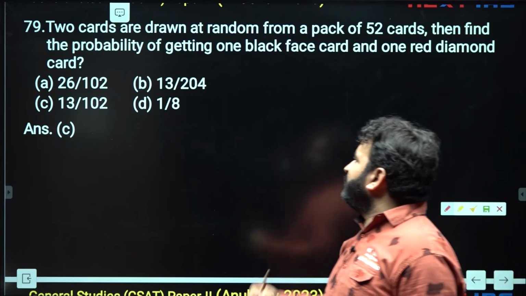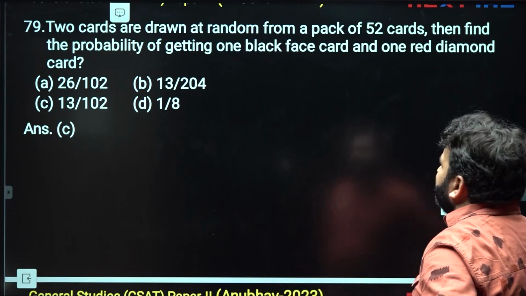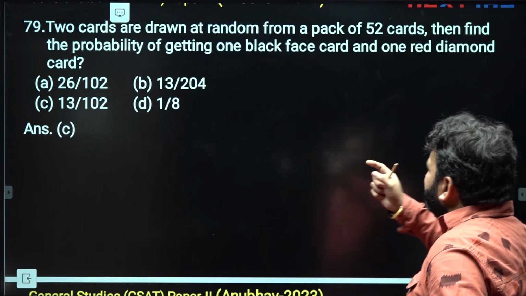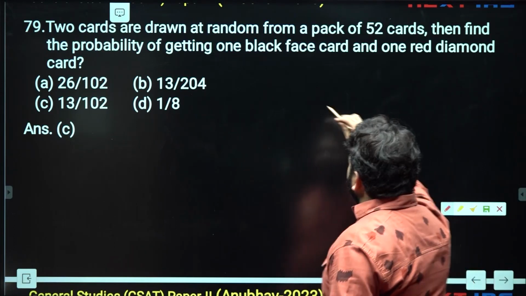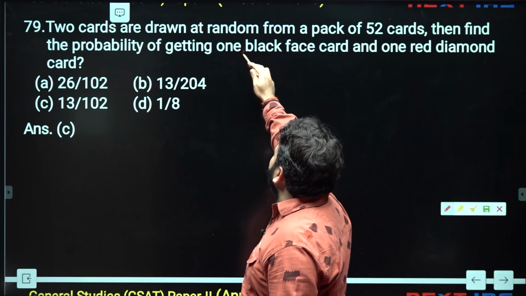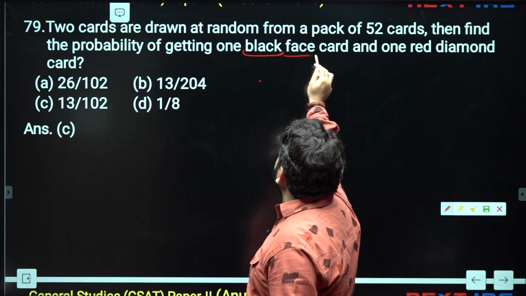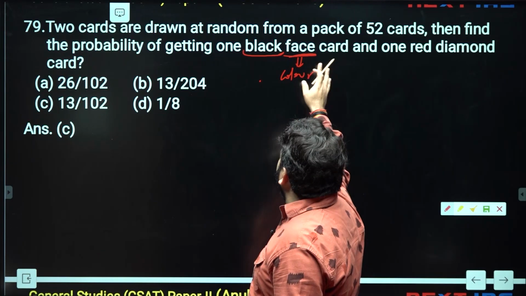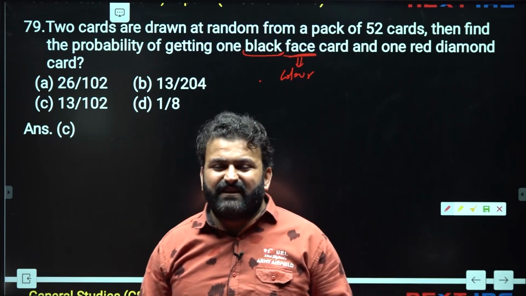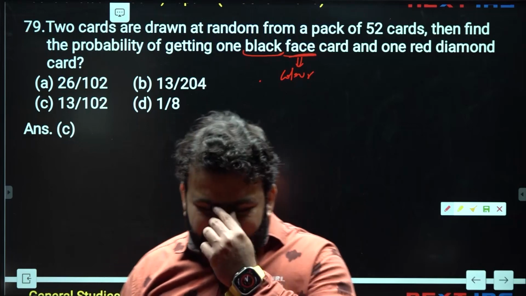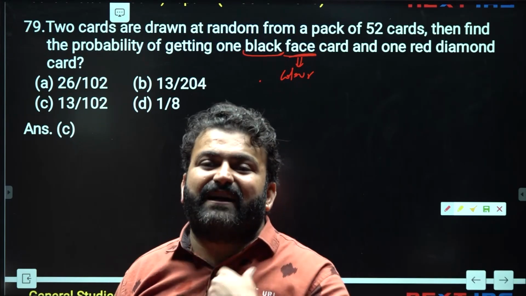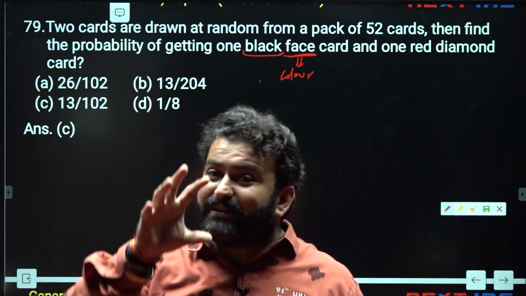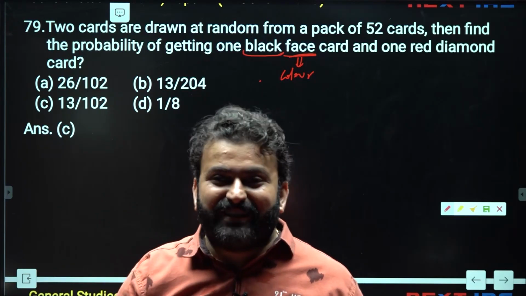Question number 79: 2 cards are drawn at random from a pack of 52 cards, then find the probability of getting one black face card and one red diamond card. In this question there is a kind of language problem: it will not be one black face card here, it means one black color card, because of the options. Whenever we use the term face card in the case of cards, we mean only J, Q, K, because the others have no face drawn on them, while J, Q, K have faces drawn on them, which is why we call them face cards.